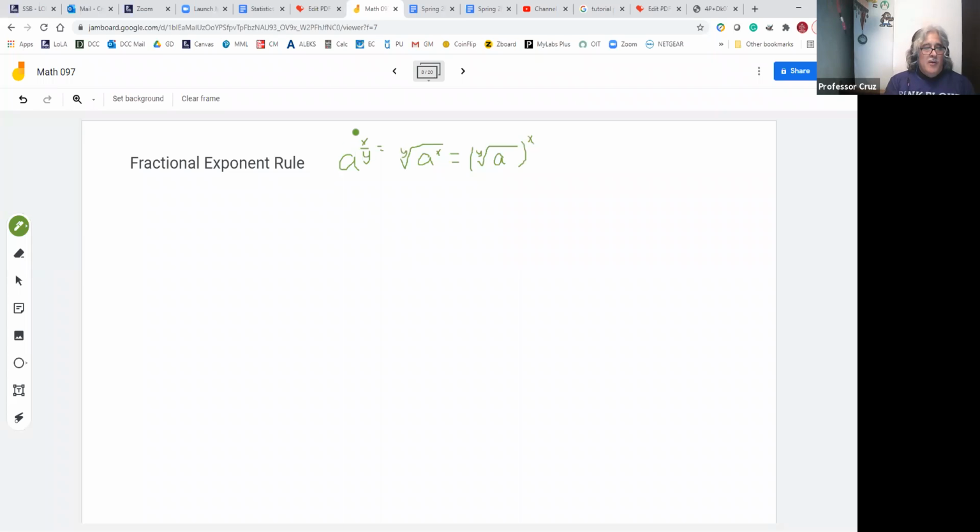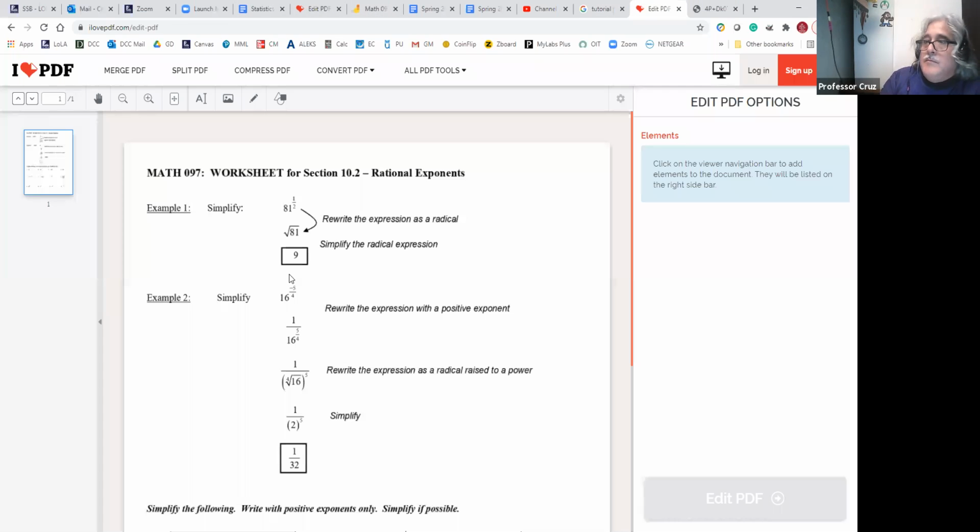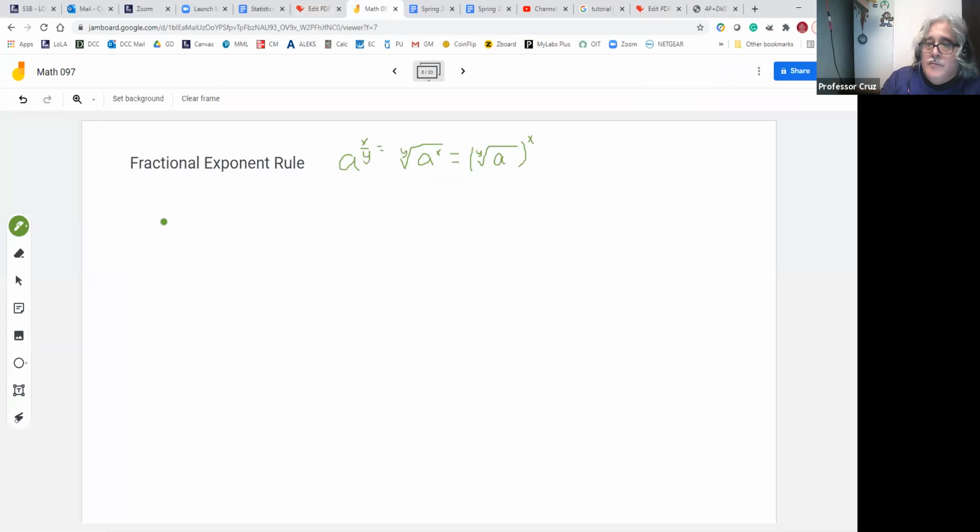So the numerator comes out, and it's a regular exponent like any other one. But the denominator simply translates to a radical. And the radical index is whatever the denominator is here. So that's what we're doing here. And don't forget about the negative exponent rule. And then I'll just remind you about that because I think the first problem has got.